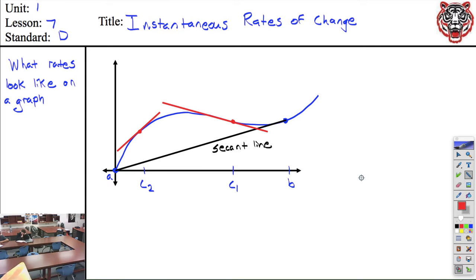So if a secant line represents the average rate of change, what does the tangent line represent then? Yeah, and you're using that key word from our title, right? The instantaneous rate of change. And that's exactly what I want to label this one too. So this is the instantaneous rate of change.